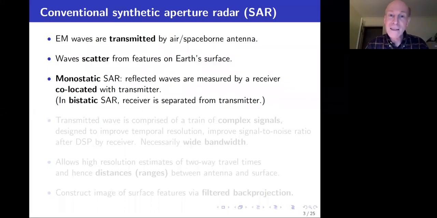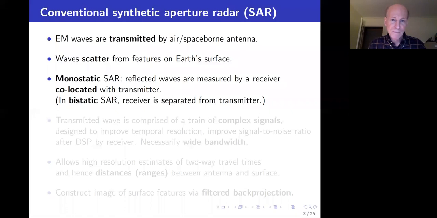For example, in bistatic SAR, you can have a receiver which is physically separated from the transmitter, and in multistatic SAR, you can have multiple receivers. Some of these may be mobile, some may be fixed. So there are various geometries one could consider. I'm going to focus on monostatic SAR as something to compare with at various points.